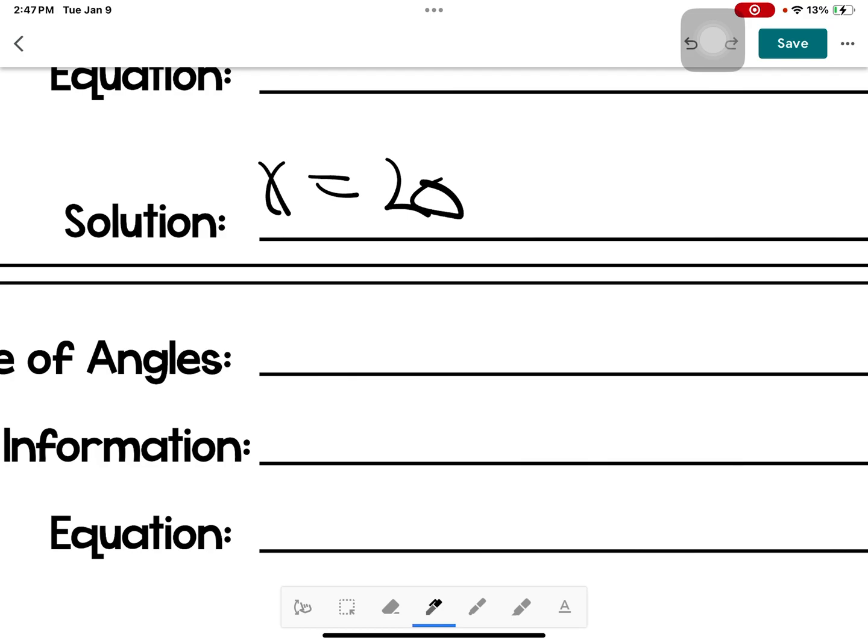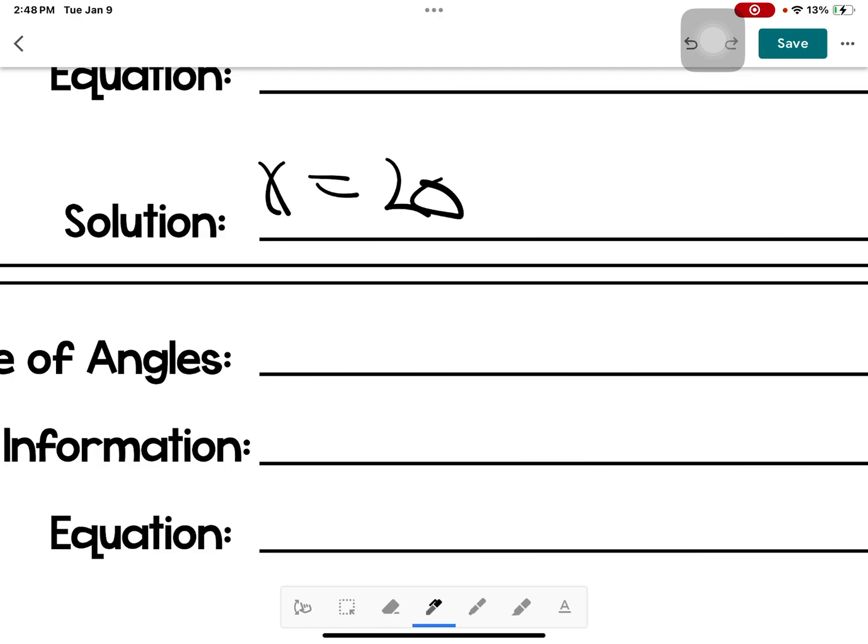What type of angles are these? Acute? Well, they are acute, but that's not what we're looking for. Someone said complementary. Let me go through the checklist. Is there any indication that any of those angles are right angles or equal to 90 degrees? No, so then they can't be complementary. Do these form a straight line? No, so then they can't be supplementary.